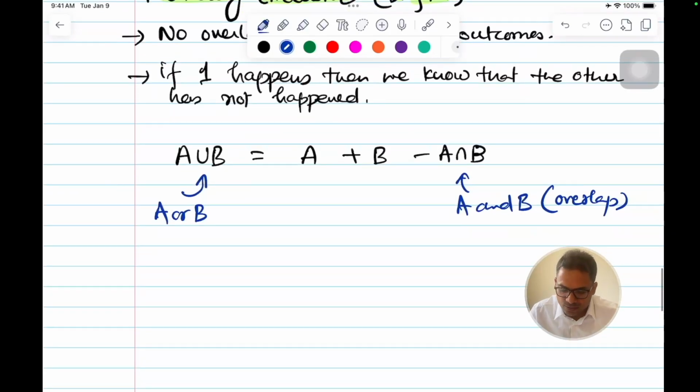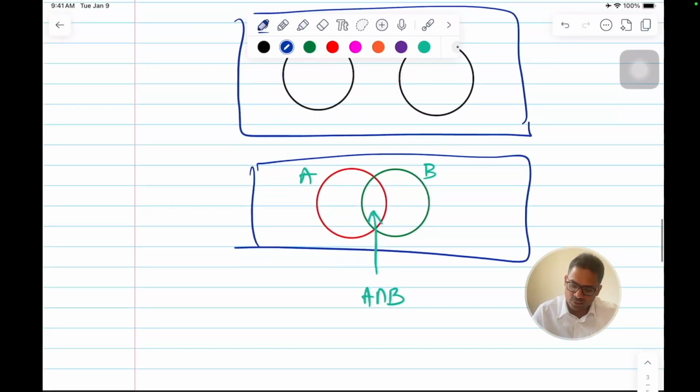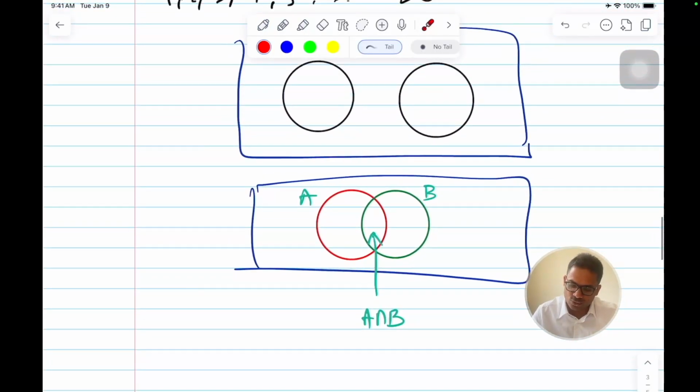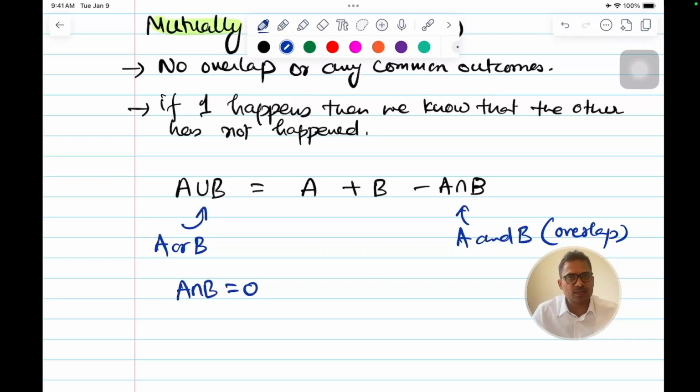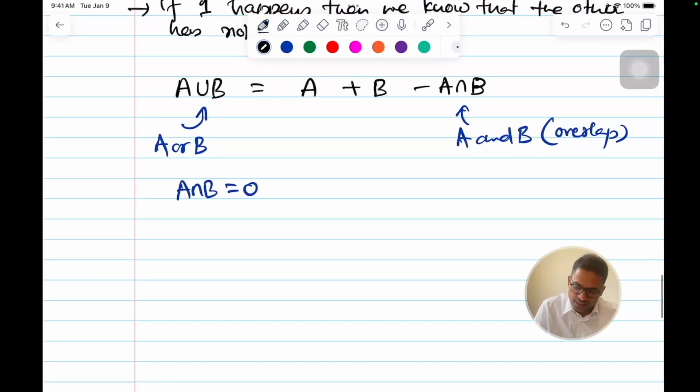Okay, so for mutual exclusion, what will this overlap part be? This overlap part in mutual exclusion is nothing. There is no overlap. So A intersection B will be 0 for mutual exclusion. A intersection B is equal to 0. There is no intersection or overlap. So we can say that A union B is equal to A plus B.